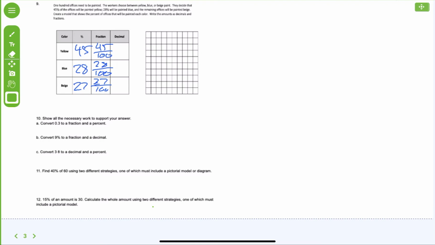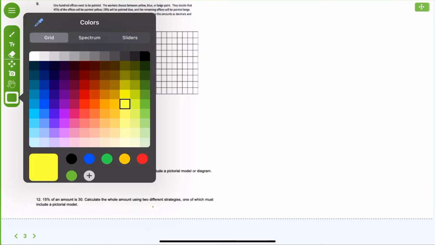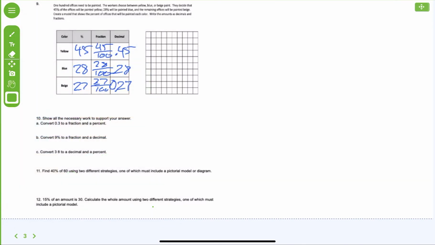Now, how would we write that as a decimal? We can just put a decimal in front of it because we have it out of 100. And you can put a 0 in front, right? 0.27. Now, how are we going to do that? Let's see if I can actually do this with a yellow color here. So I'm going to paint these offices over here on this grid. I'm going to paint 45 of them yellow. So here's yellow.